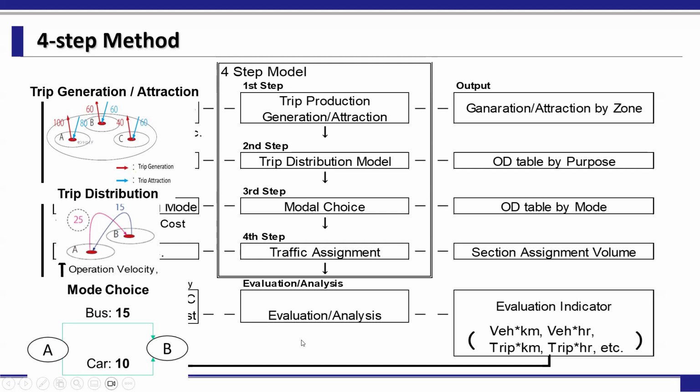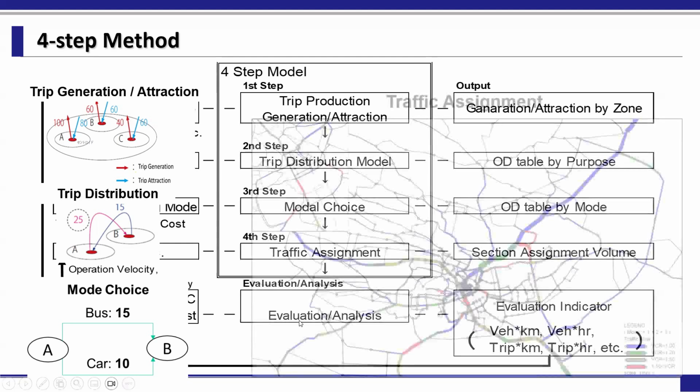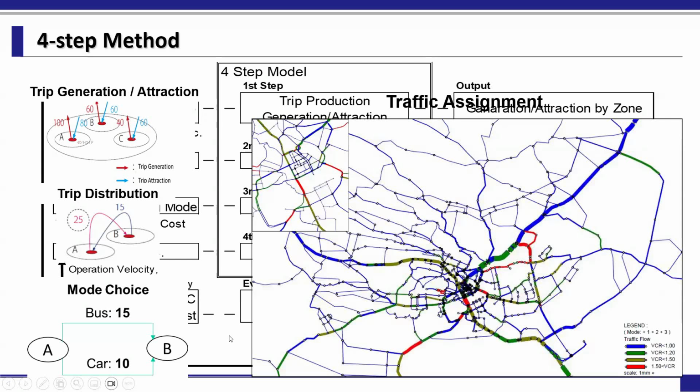Then from this OD table, you can see this image several times, the traffic assignment result will be developed. But this one is a very basic explanation of the four-step modeling. So from today's sessions, I will explain how to develop each travel model, excluding the traffic assignment model, because this was partly explained in the previous sessions, and I will explain it in a later session.